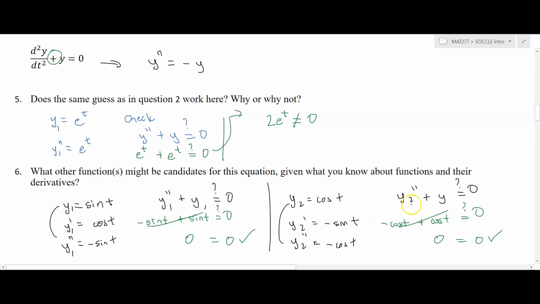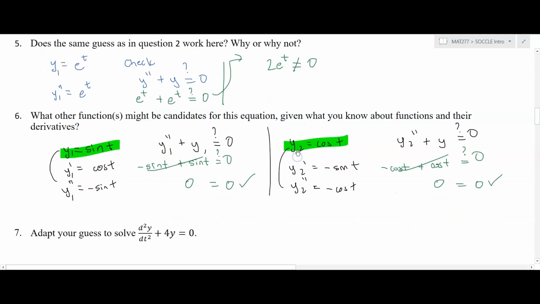So we have two solutions. We have the first one being y1 equals sine of t, y2 equals cosine t. Not specifically in that order. Whether you found cosine or sine first, it doesn't make a difference. The subscript is strictly there to help us keep track of the fact that there's more than one solution.